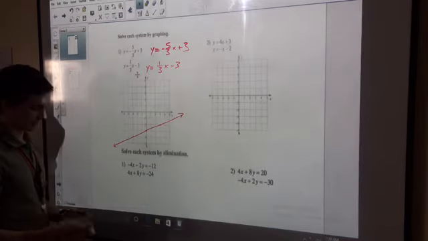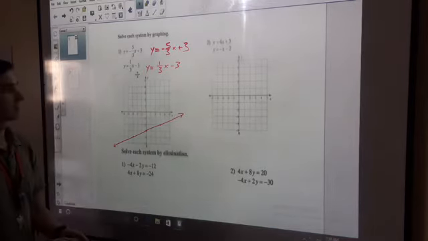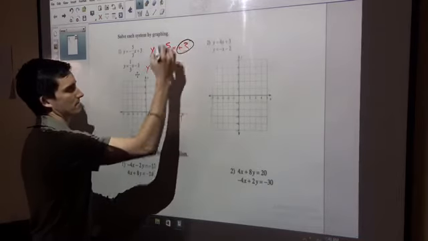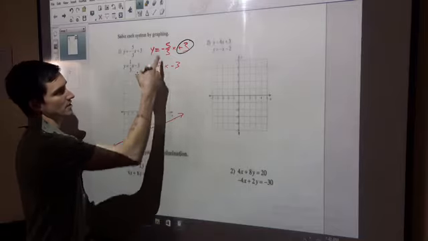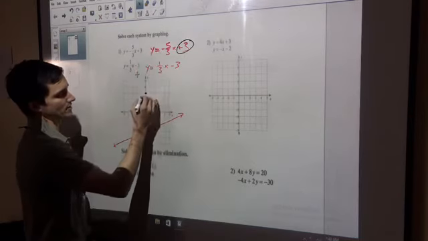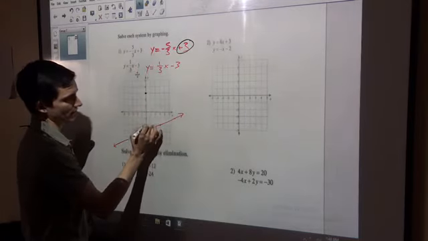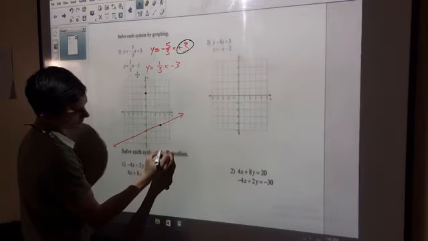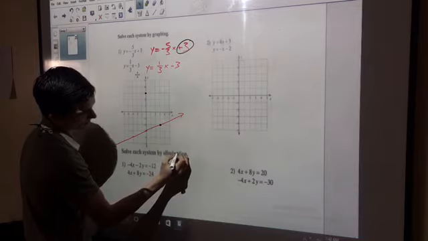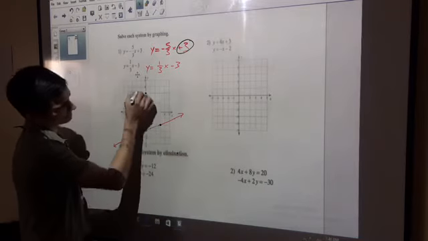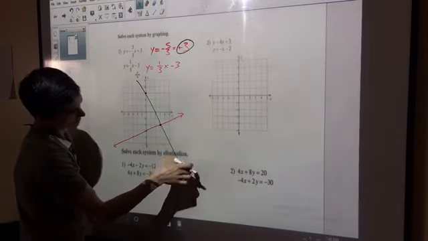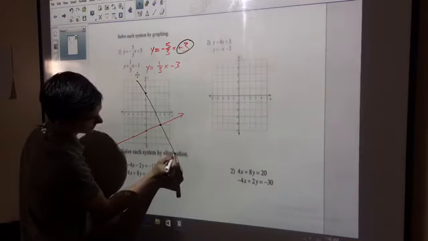Okay. And my next line starts at +3, and it goes down 5, right 3. So down 1, 2, 3, 4, 5, right 1, 2, 3. So right there. This is me estimating, but somewhere in there. It's probably more accurately right there.